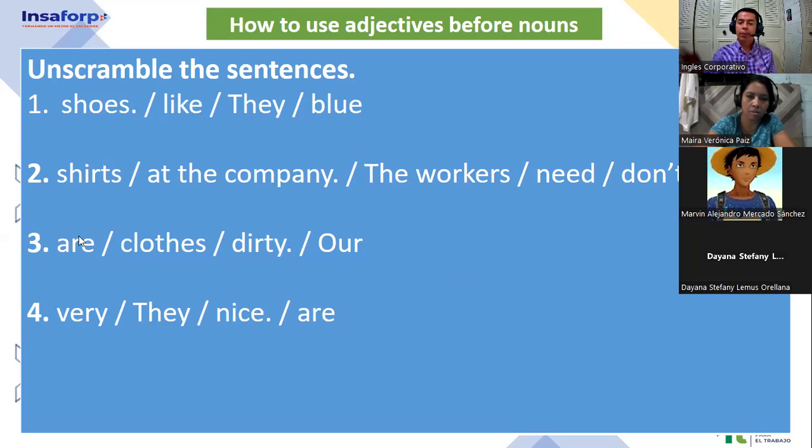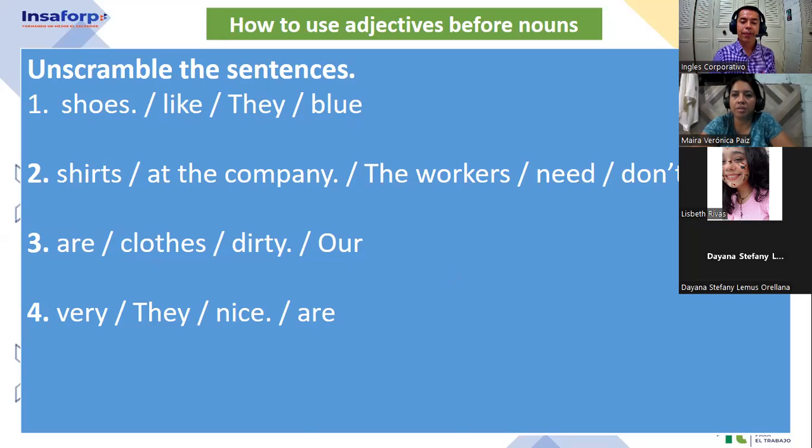No sé si quizás era solo yo, pero casi no les escucho. ¿Ahora? A usted sí le escucho bien. A Alejandro casi no le he entendido. Yo creo que dijo, the workers don't need with shirts in the company. Así creo que la dijo él. Me corrige si me equivoco, Marvin.